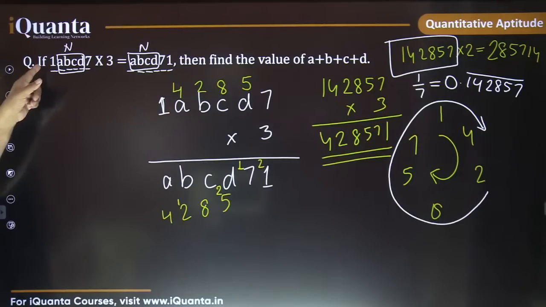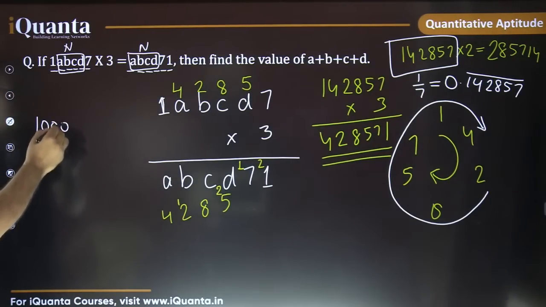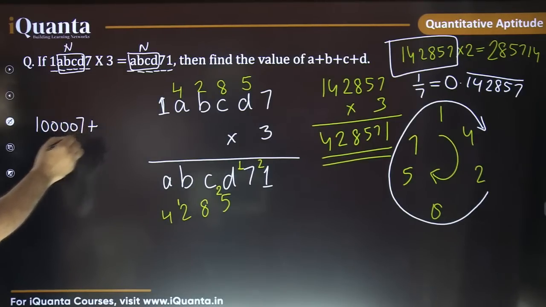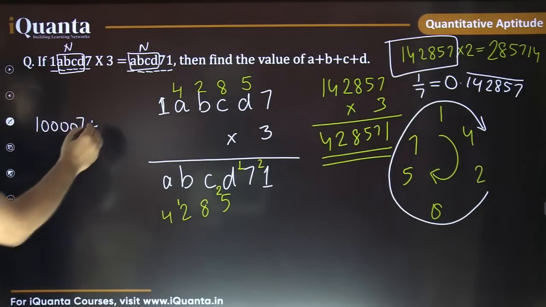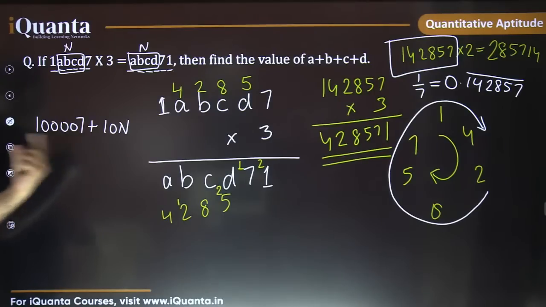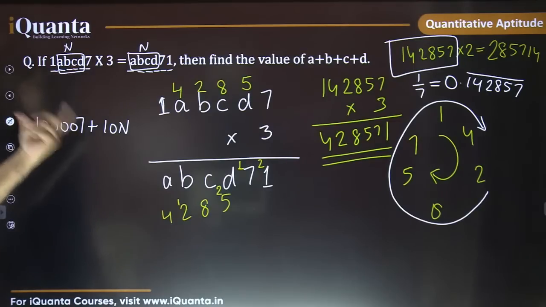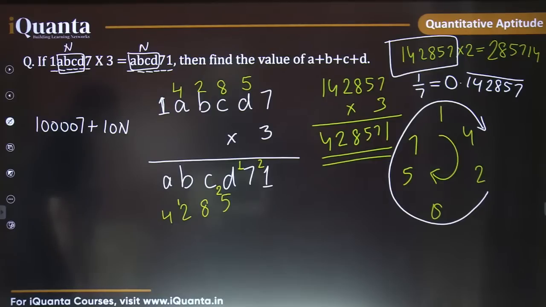So 1 followed by 4, 0 and 7. That means it is 1,07,000. I'm writing this equation here: 1,0,0,0,0,7 plus how much? This is 10n. Do you understand what I have written here? This is 1,07,000 plus 10n. I've just expanded this number according to place value. Okay?